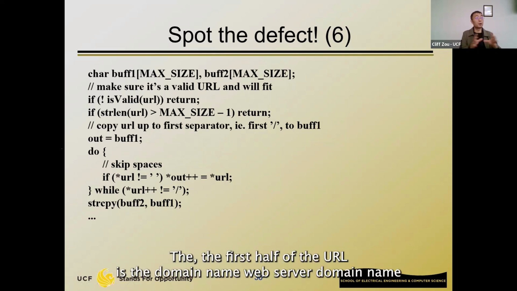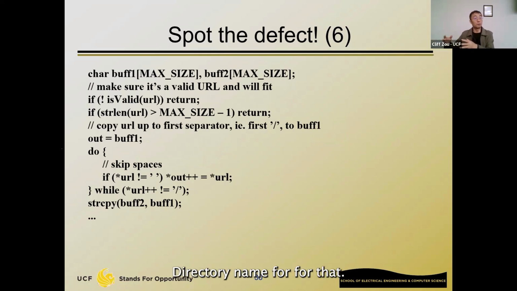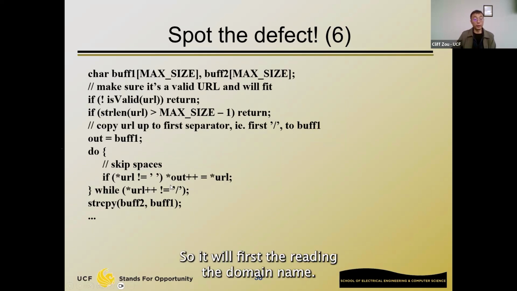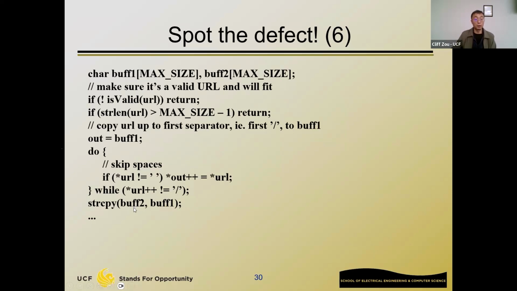The first part of the URL is the domain name, the web server's domain name. After the first slash will be the directory name. So it will first read this domain name. Then after that, you copy buff1 to buff2, because these two buffers are the same size. This one is also not null terminated.